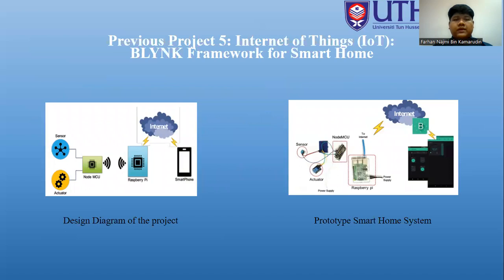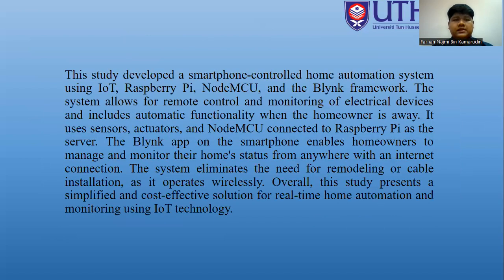So the fifth project is an Internet of Things Blynk framework for smart home. The first picture is a design diagram of the project. The second one is the prototype smart home system. This study developed a smartphone-controlled home automation system using IoT, Raspberry Pi, NodeMCU, and a Blynk framework. The system allows remote control and monitoring of electric devices and includes automatic functionality when the homeowner is away. It uses sensors, actuators, and NodeMCU connected to a Raspberry Pi as server. The Blynk app on the smartphone enables homeowners to manage and monitor their home's status from anywhere with an internet connection.